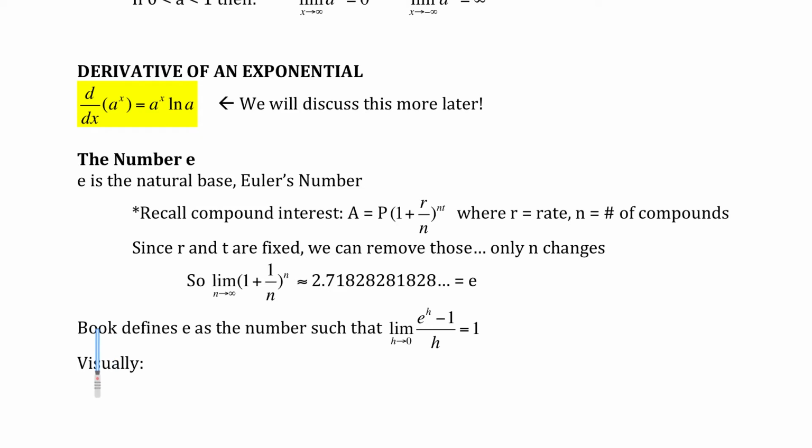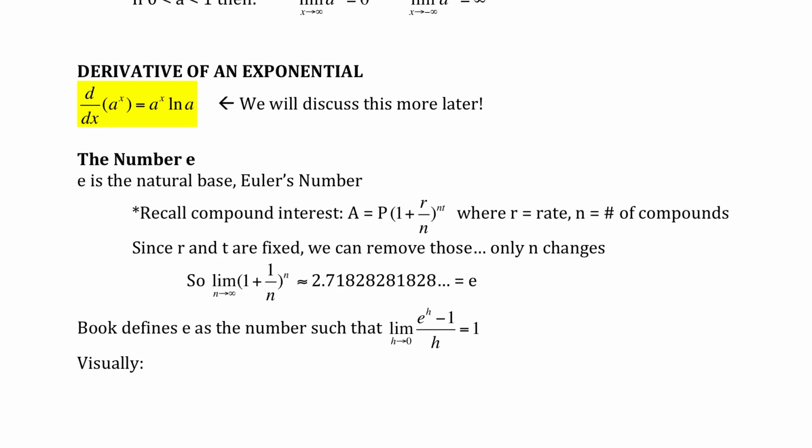Different ways to define e. That's just one way. The book defines it as the limit as h goes to 0 of (e^h - 1)/h equals 1. Many calculus books would do it this way instead. But that's the basics of how we get e from algebra. We take this limit, and we end up with this value.